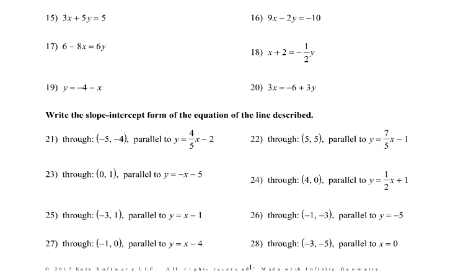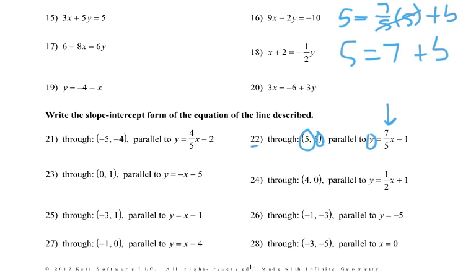Okay? So for 22, I would change y to 5 equals 7/5, and then x would also be 5 plus b, because I've already got my slope, so I just need my b. That would be 7. 5 equals 7 plus b. Subtract 7, get -2 equals b. So my equation would be y equals 7/5 x minus 2.